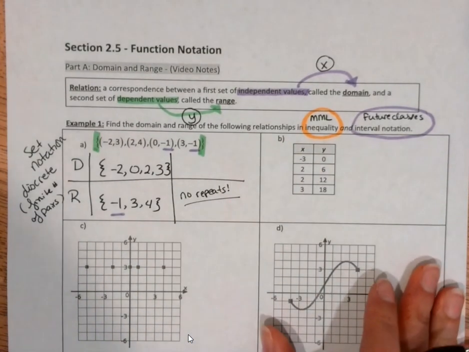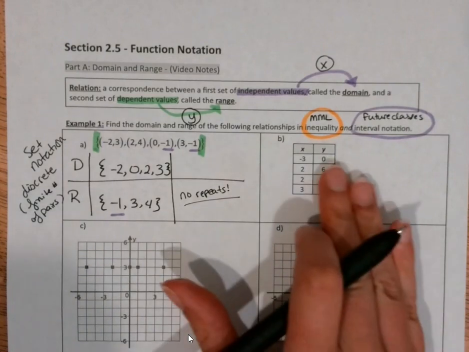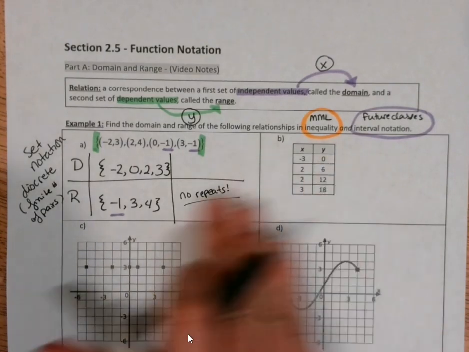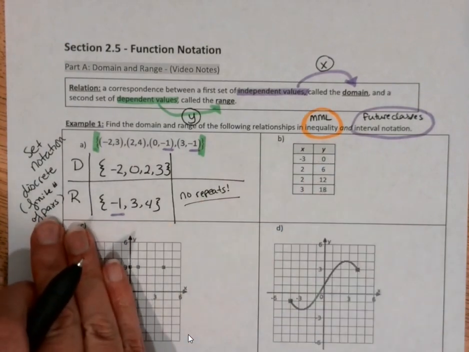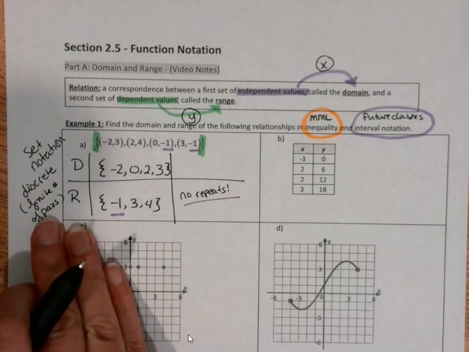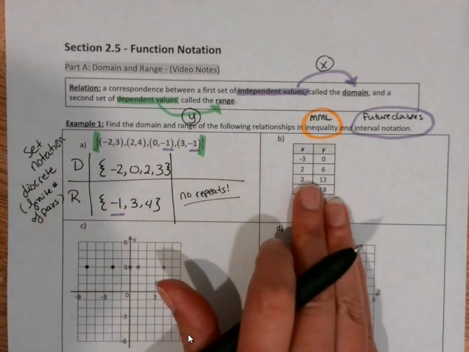Okay. All right, we'll do it again for the next one. This is also going to use set notation because you have a discrete or finite number of ordered pairs. There's just 1, 2, 3, 4 of them.